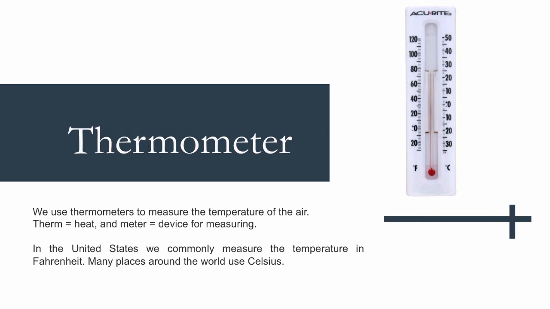A good way to remember what a thermometer measures is to break down the word into parts. So therm represents heat, and meter actually stands for device for measuring. In the United States, we commonly measure our temperature in Fahrenheit, but a lot of places in the world use Celsius. And because we're in science class, everything we're going to be measuring is going to be in Celsius. So a thermometer is a device for measuring heat.